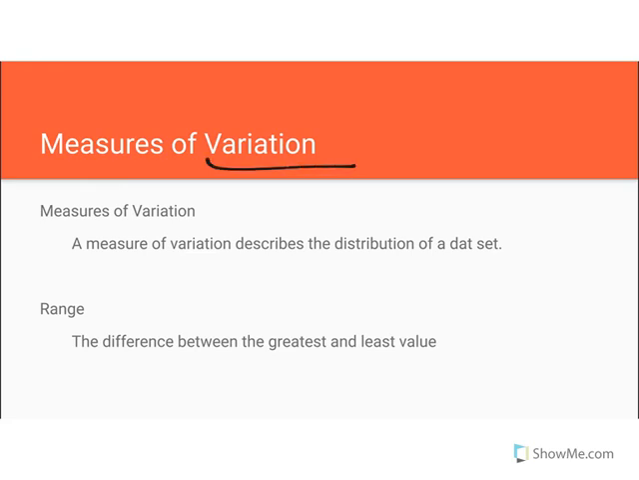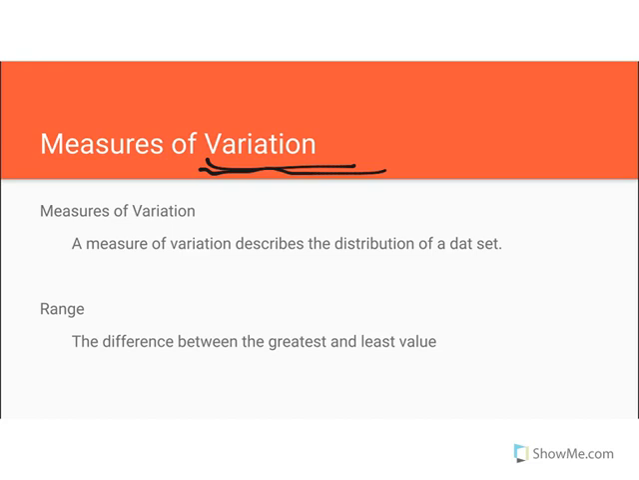So yes, it's really nice to know where the middle is, but another thing that's almost equally important is knowing how spread out the data is. How much variation is there in your numbers? And that's where we have this topic called the measures of variation. It's another way to describe the distribution of our data set.